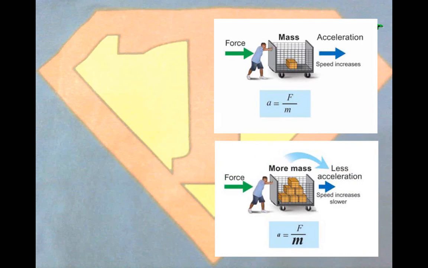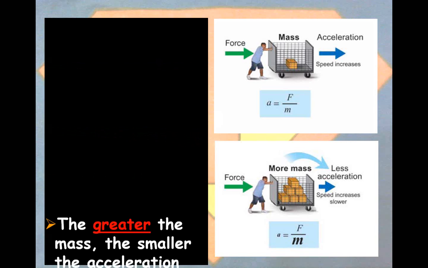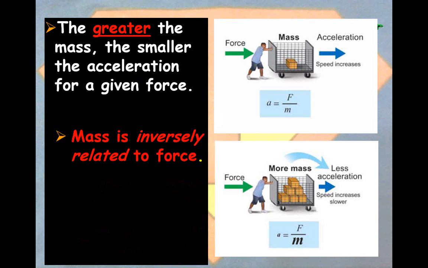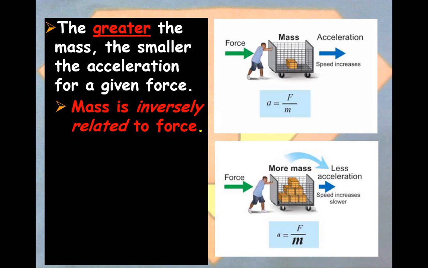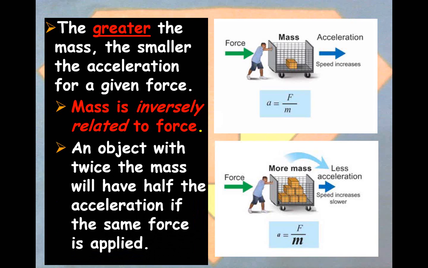On the other hand, if you're messing with the mass now, the greater the mass, the smaller the acceleration for the same amount of force. Mass is inversely related to acceleration. An object with twice the mass will have half the acceleration at the same applied force.